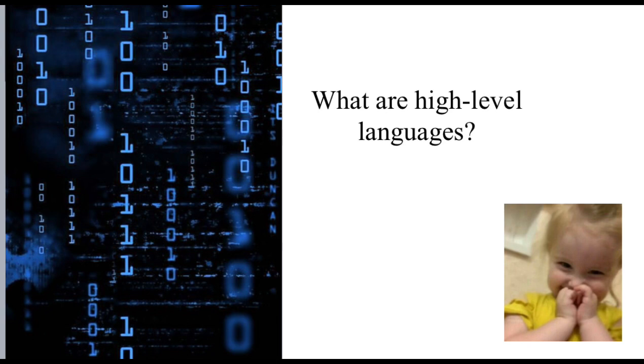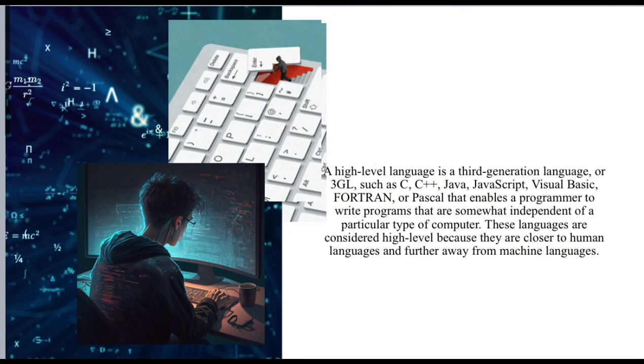We talked about low-level language. Let's talk about high-level language. Okay, what are high-level languages? A high-level language is a third generation language or 3GL, such as C, C++, Java, JavaScript, Visual Basic, Fortran, or Pascal, that enables a programmer to write programs that are somewhat independent of a particular type of computer.